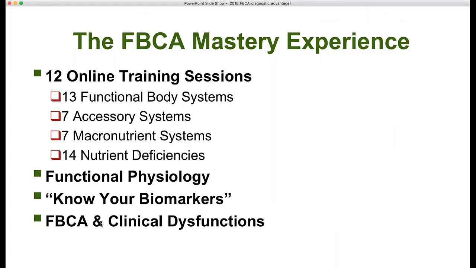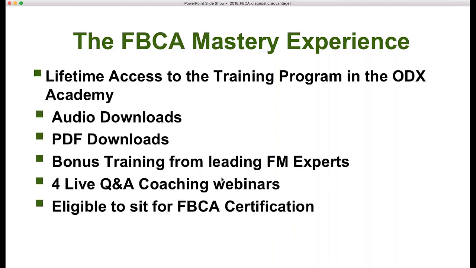We talk about functional physiology. We do Know Your Biomarkers. I'm presuming I'm going to be covering probably 85 to 100 biomarkers when all is said and done. And then we're going to do functional blood chemistry analysis and look at clinical dysfunctions. You're going to get lifetime access to the training program.